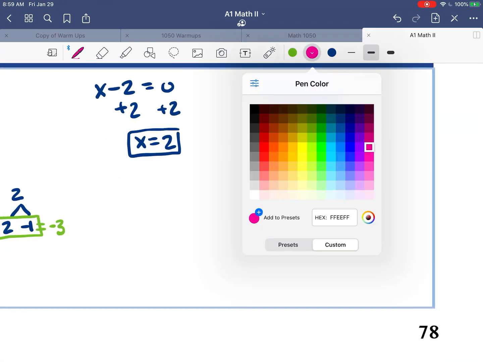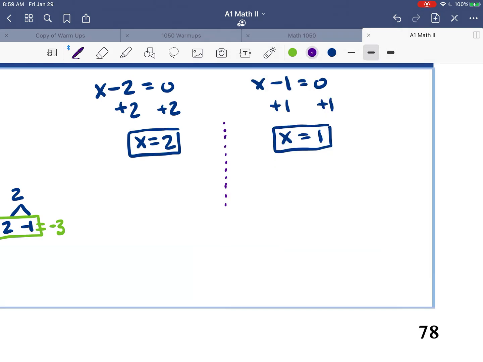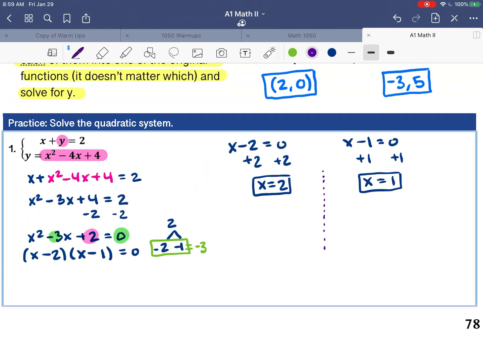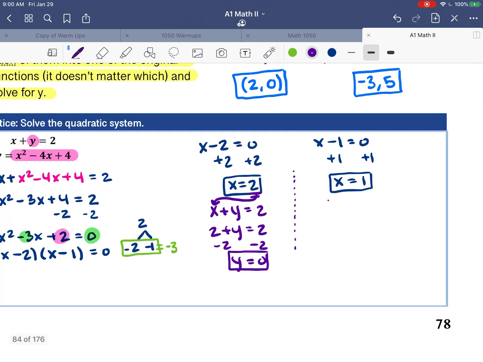And now we have x values, we need y values. I'm going to put some dots in the middle so I don't get confused as to which one I'm using. Then I'm going to use the first equation, x plus y equals 2. That's still the easiest. Quadratics are not as nice to plug stuff into. So I start with x plus y equals 2 and take this x value and put it in for x. So I get 2 plus y equals 2. Y equals 0.